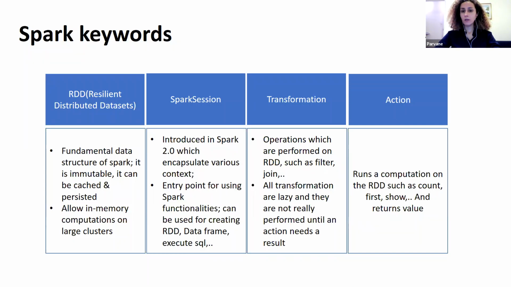Then we have transformers or transformations, which are the operations that are performed on data frames, such as filter or join. Consider that transformations are lazy operations, which means that they are not going to be executed until an action triggers them. Actions are computations performed on a data frame, such as count, first, show, and so on. We are going to see it in an example.